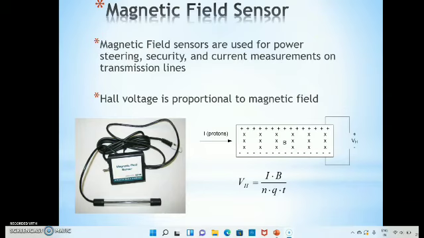Magnetic field sensor. Magnetic field sensors are used for power steering mode, security purposes, and current measurements on transmission lines. Hall voltage is proportional to the magnetic field. As we can see here, VH is equal to IB upon NQT.